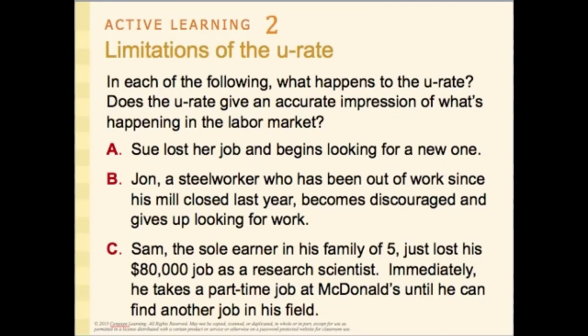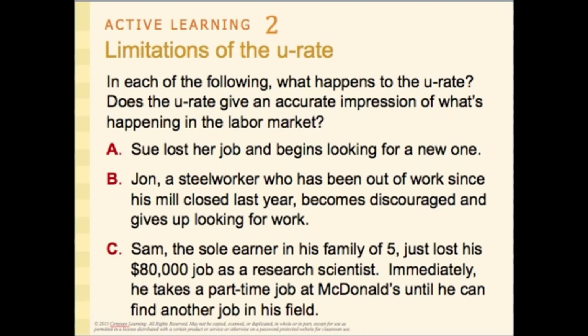Now, take a look at our second active learning activity. There are limitations to the unemployment rate. In each of the following, what happens to the unemployment rate? Does the unemployment rate give an accurate impression of what's happening in the labor market? So let's take a look at three scenarios. The first one's part A. Sue lost her job and begins looking for a new one.